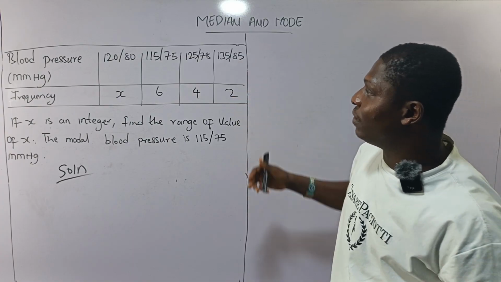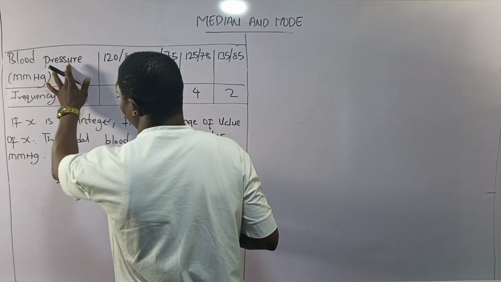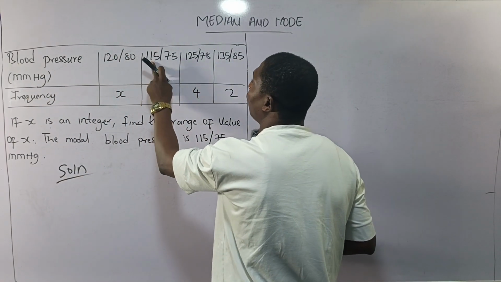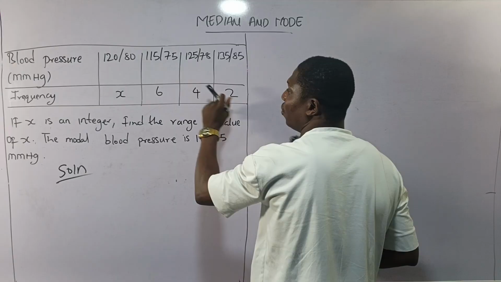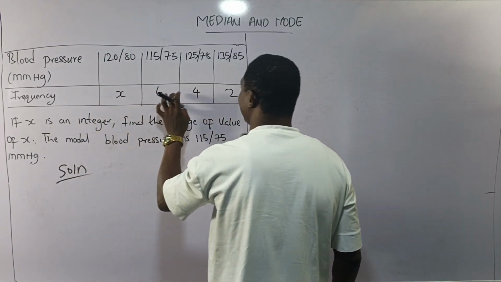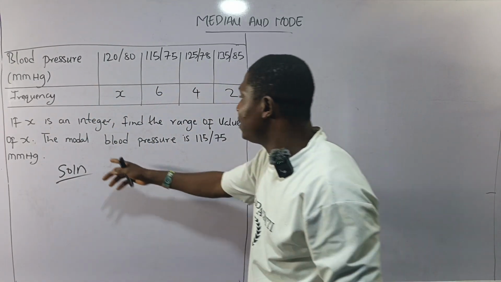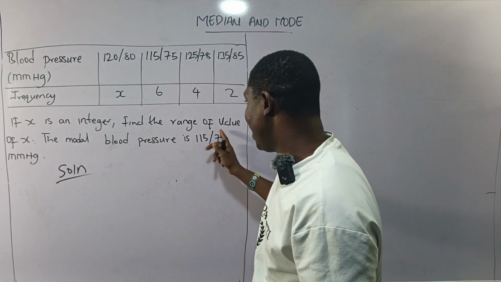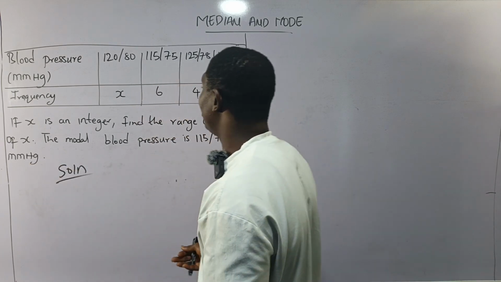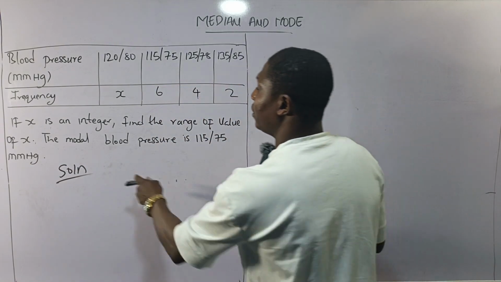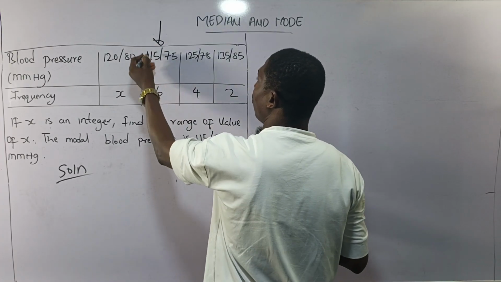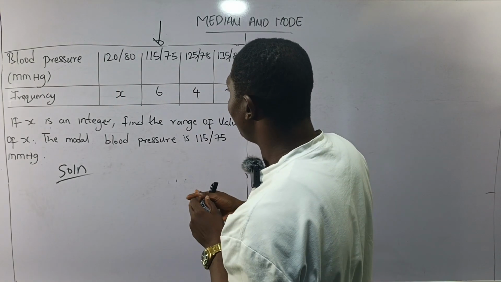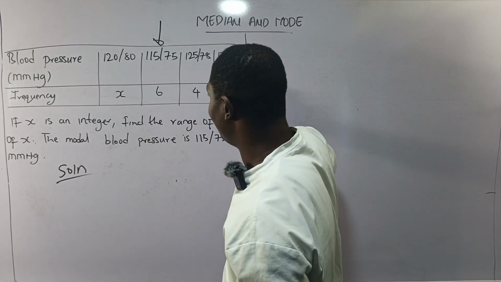We have a table on the blackboard of blood pressure in millimeter mercury, which are 120 over 80, 115 over 75, and so on. And these are the corresponding frequencies: x, 6, 4, 2. Now they said if x is an integer, find the range of values of x. The modal blood pressure is 115 over 75 millimeter mercury. Now, the modal pressure was given, which is 115 over 75 millimeter mercury, and the frequency is 6. Since the modal frequency is 6, there is no frequency here that will be greater than this 6.